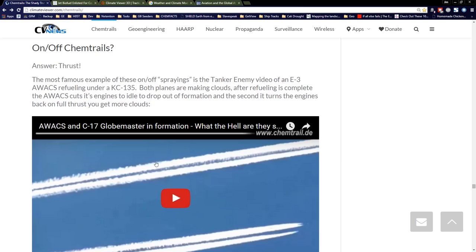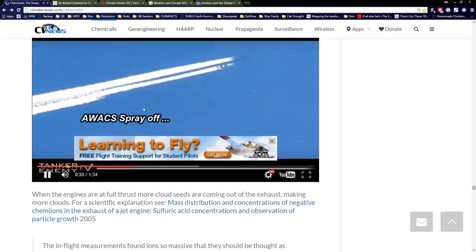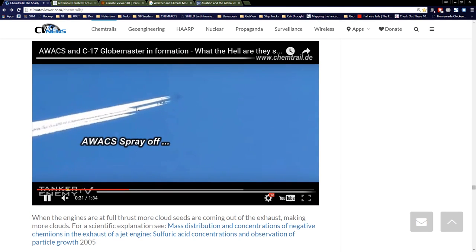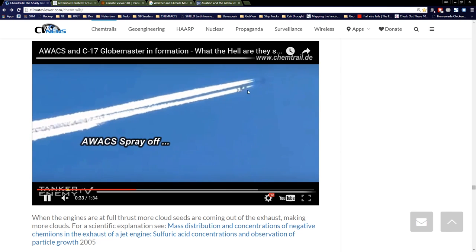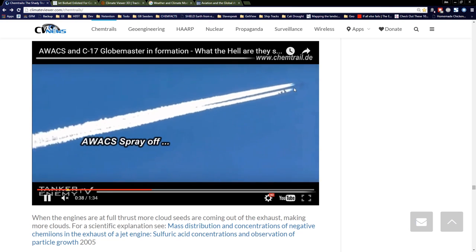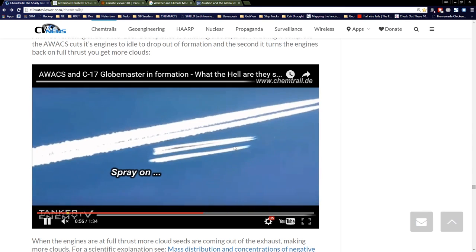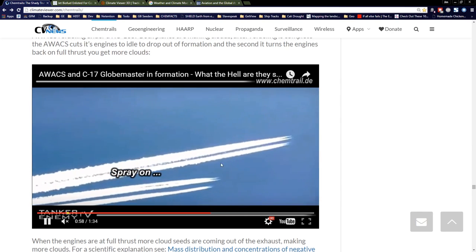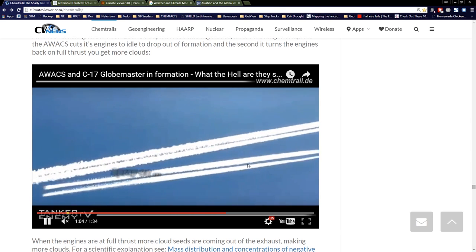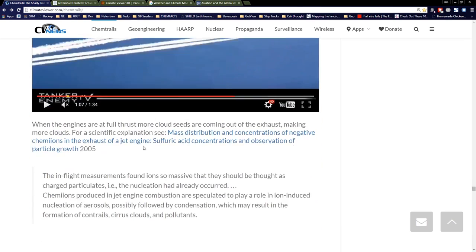On-off chemtrails. Most famous videos right here, and you can see that about halfway through, both of them are making clouds. Suddenly, the bottom plane's cloud stops. It's an E-3 AWACS, and it's reloading fuel from a KC-135, and then slowly it drops down, and you'll see that it drops down more, and then bam, they come back on. Well, the reason for that is because it's coming from the jet fuel, and when you put the engine to idle so you can fall out of formation, then you turn the engine back on to full blast, that's what it looks like. And it's just more confirmation of what we're talking about.